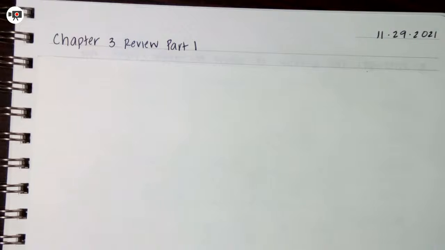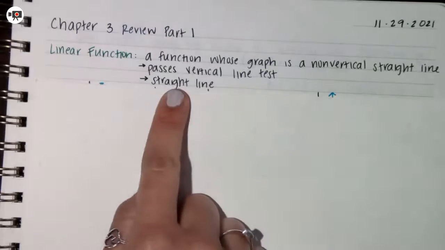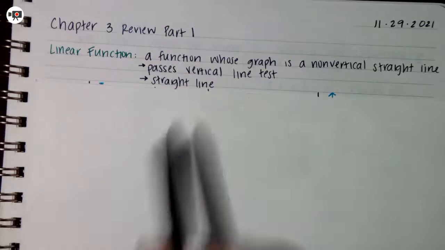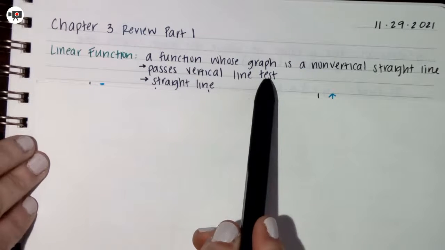So in Chapter 3, we started by talking about functions. A function has to mean that there's only one output for every one input. So you can't have two y's for the same x. Then there's also a linear function, and a linear function is a function whose graph is a non-vertical straight line. So it has to be a straight line, and it has to pass the vertical line test. So it is a function, and a function means it passes the vertical line test.